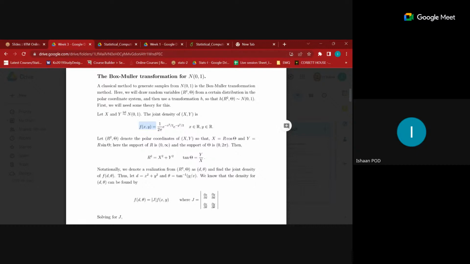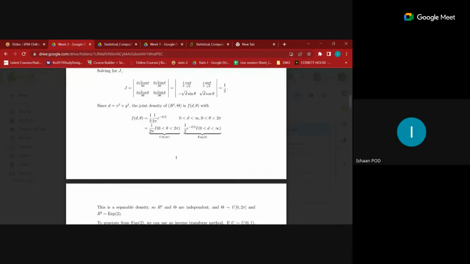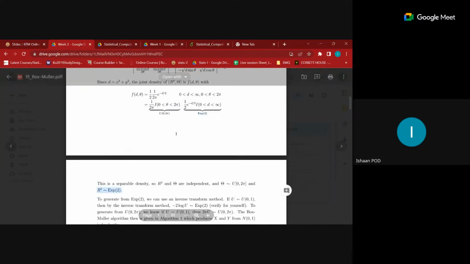Because the main motive of this is to convert into polar coordinates and then draw. Then we are converting this distribution to its polar form. After converting to polar form, we have noticed that theta is uniform on 0, 2 pi, and the other one is exponential. This would be 1 over 2. It won't be exponential 2, that was a typo. So we notice that r square follows exponential 1 over 2 and theta follows uniform 0, 2 pi.